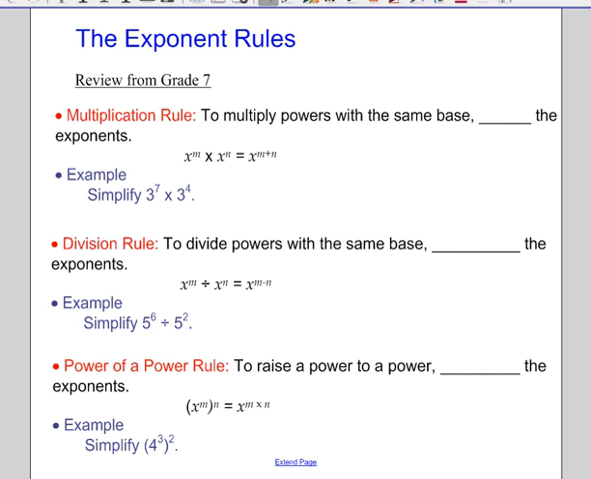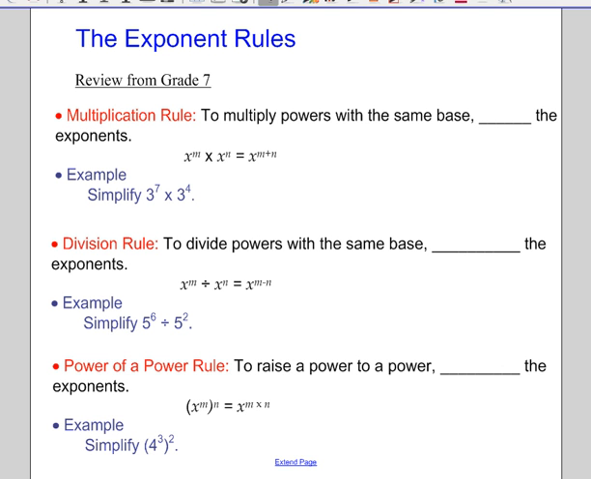So this video is just a brief review of the exponent rules that you investigated and then we summarized last year in grade 7. They can sometimes be confusing because it's hard to remember what each one is. So remember, when you're doing these, try to think about the meaning behind them as opposed to just memorizing a rule. So the first rule is called the multiplication rule.